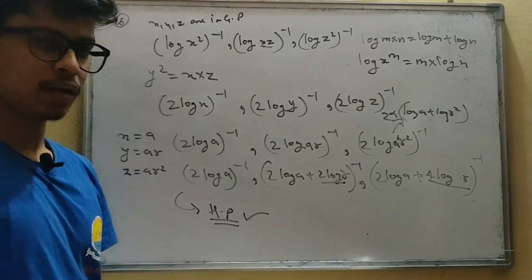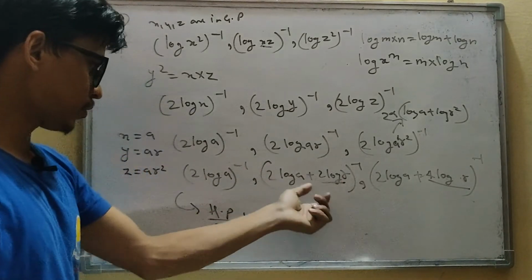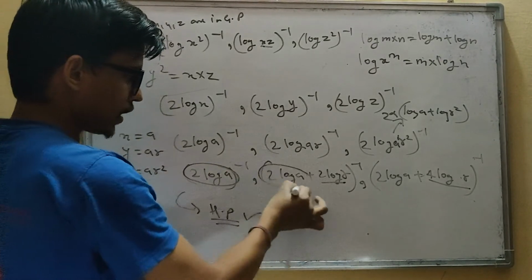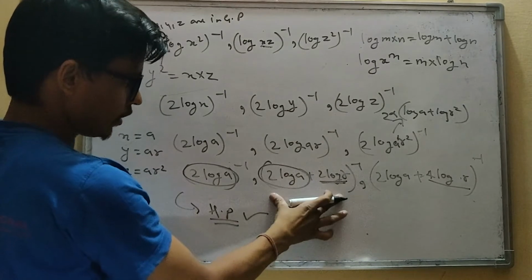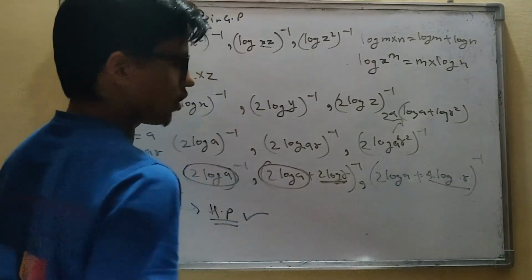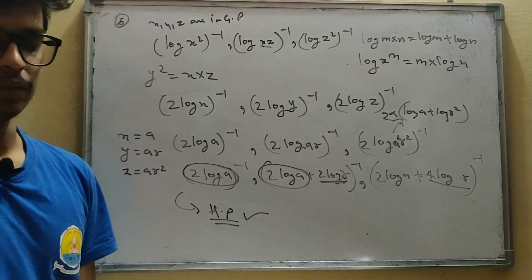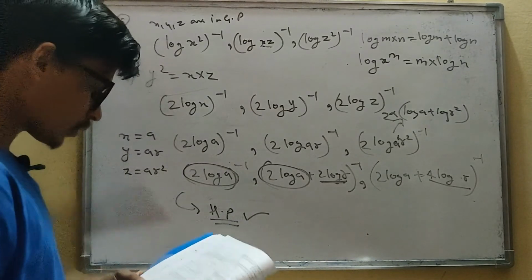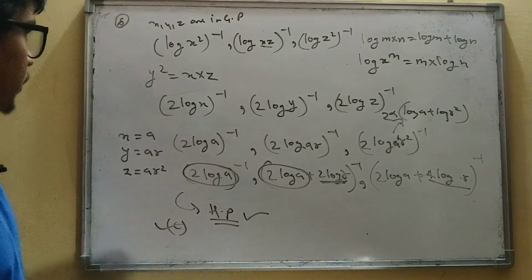How do we know that it is in AP? This is the first term, and this is the common difference. This term added with 2 log r makes the next term, and that term added with the same 2 log r makes it 4 log r. So these are in AP, and the reciprocal of an AP is an HP. That is why it is in HP, and the answer is option C. This is how I can do it. This is question number 6.